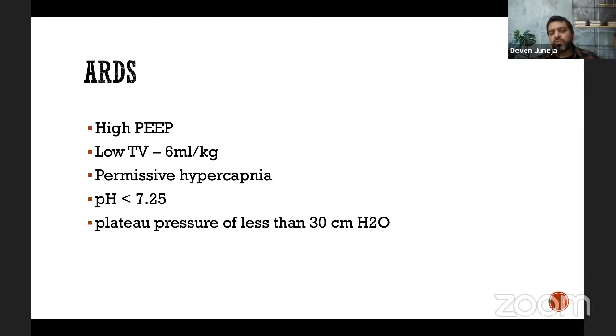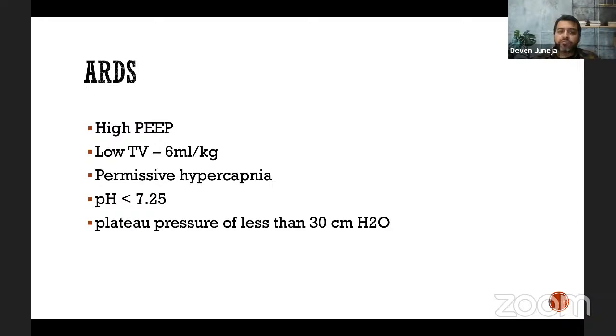Generally, as I was telling you, we put a PEEP of around 4 to 6, but in these patients you might require much higher PEEP, up to 20 you can give. But again, whenever you are giving high PEEP, you have to look at the peak and the plateau pressures, especially the plateau pressures. Your target should be less than 30 centimeters of water. And depending upon your plateau pressure, you have to adjust your PEEP.